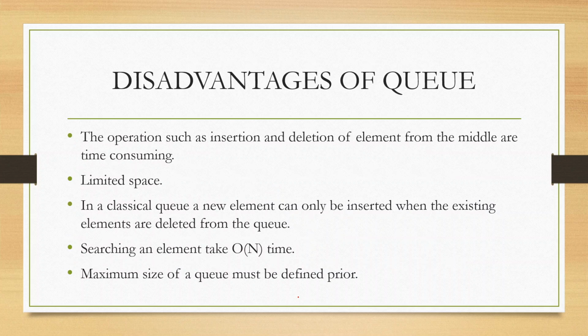Now let's see the disadvantages of the queue. Operations like insertion and deletion in the middle are very difficult with a queue data structure. Space is limited. If I insert a new element and the existing element is deleted, then it becomes empty. Searching for an element is order of n. The maximum size of a queue must be defined beforehand. So these are the disadvantages of a queue.